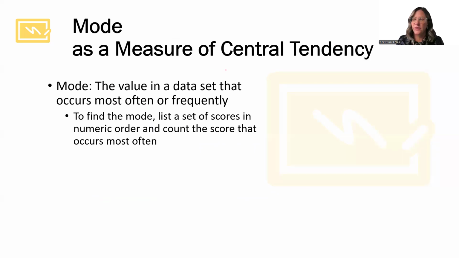Mode is the most simple. You've probably done this before. It is just the most frequent or most often seen score. You can have no mode. If all the scores have the same frequency, that would be no mode. Or you could have more than one mode, if two scores share the highest frequency. There could be 2 or 3 or 4 modes. You could have none, one, or multiple when it comes to modes.